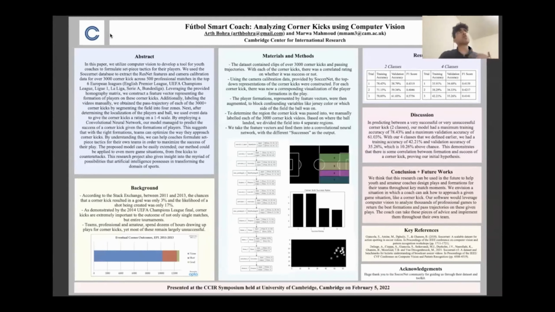Let's say a coach has a set of formations that he wants to try out in the upcoming game. He could plug those formations into our neural network, and our neural network, with reasonable accuracy, will respond to him or her and say that, hey, there's a 70% chance that this corner kick formation will result in ultimate failure, a 10% chance it results in, let's say, a normal shot, and a 20% chance that it results in a goal. So this can really help youth coaches and even professional coaches draw up plays for their corner kicks.